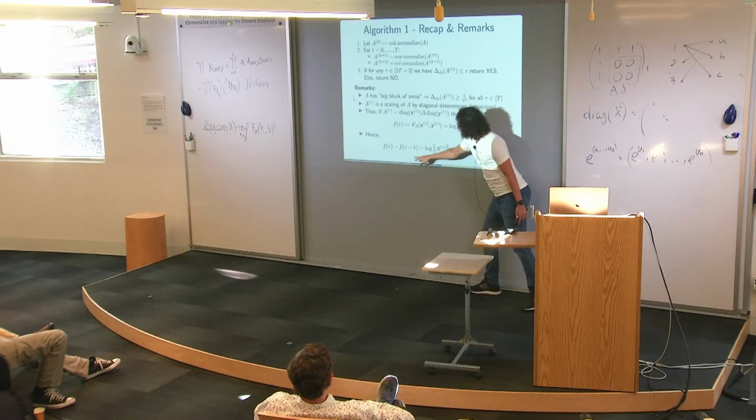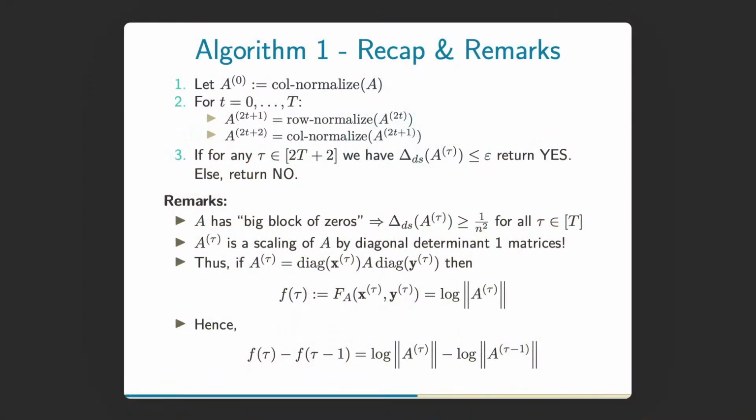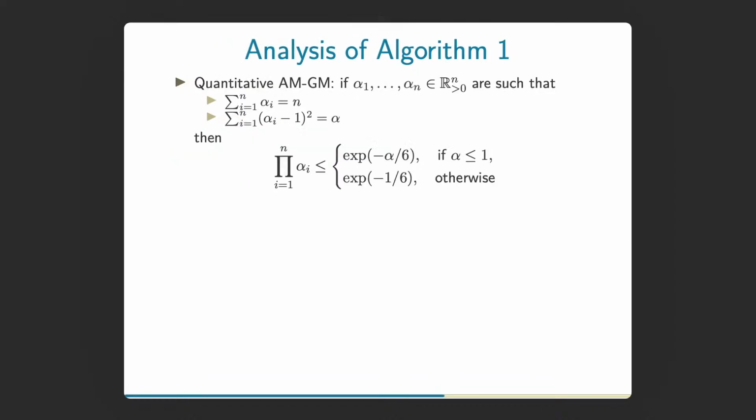Now I know that the difference between my iterations is just the difference between the logs of the norms. Correct? Now what I need is a quantitative version of the AMGM, just to make sure I'm making progress at every step. You know the AMGM: the arithmetic mean is greater or equal than the geometric mean, and the equality case is when all the entries are the same. But this is not that great. What if I'm a little bit far away from having all the entries being equal? Can I prove a stronger bound?